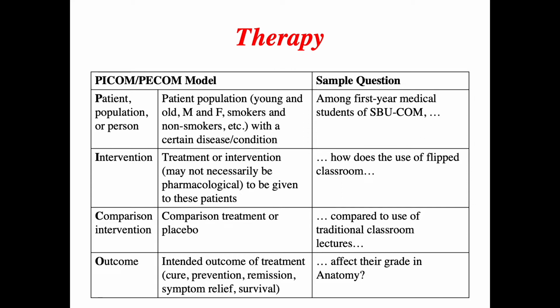In this example, we chose first-year medical students of San Beda University College of Medicine as our patient population, the P component of your PICOM, and our outcome being the numerical grade in anatomy. So if you would format the research question following the PICO model, it would be as such. Among first-year medical students of SBU College of Medicine, how does the use of flipped classroom compared to use of traditional classroom lectures affect their grade in anatomy?